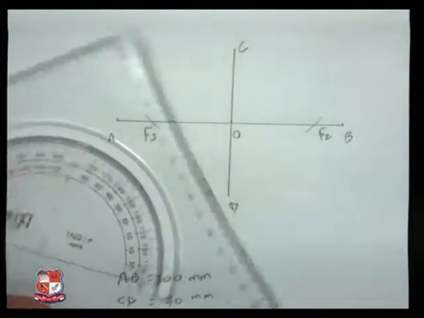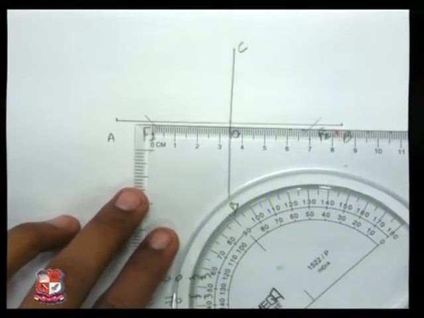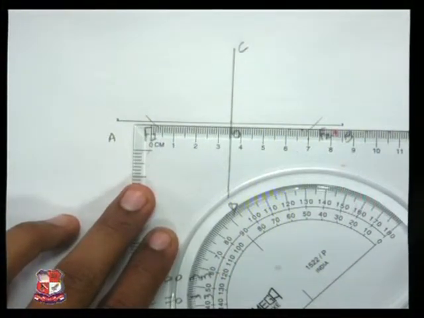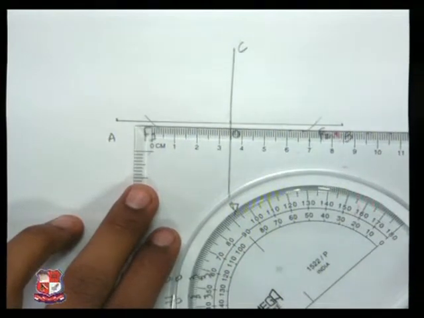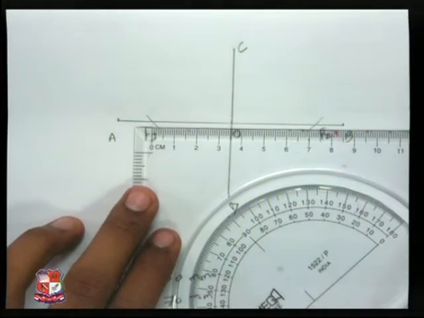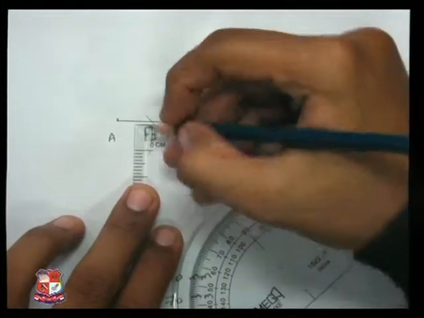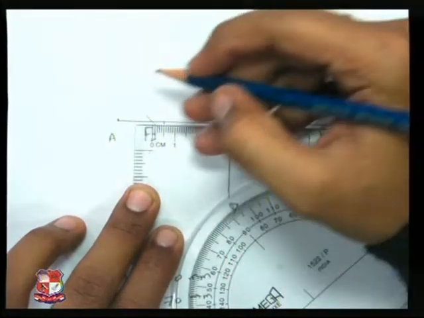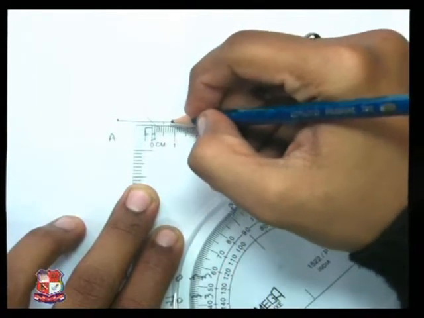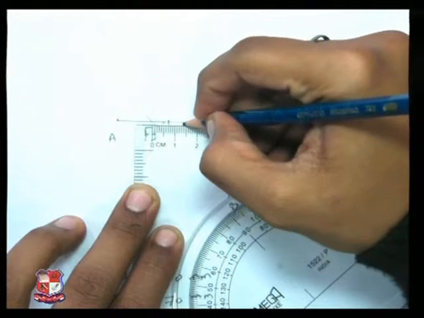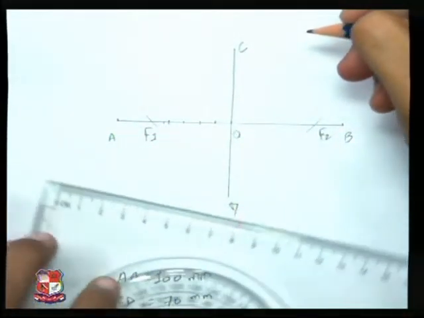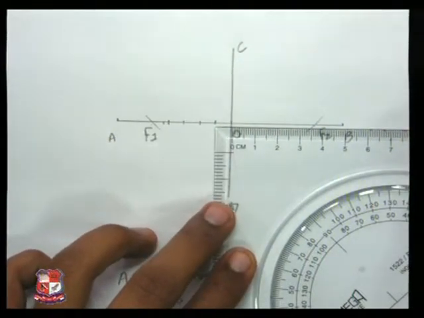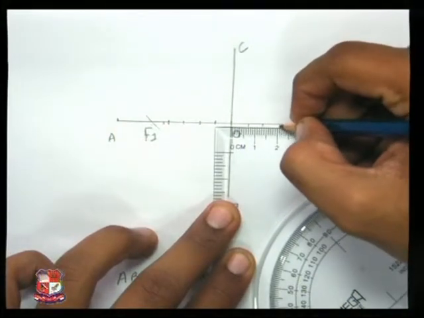Measure the distance of OF1 and OF2, which we are getting as 35 mm on each side. This means we need to divide OF1 into 5 equal parts. 5 equal parts of 35 mm means 7, 7 and 7. Again on the other side also, divide 35 mm into 5 equal parts, which means 7 mm for each part.